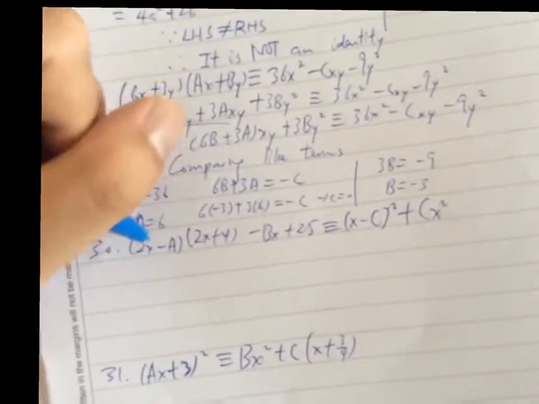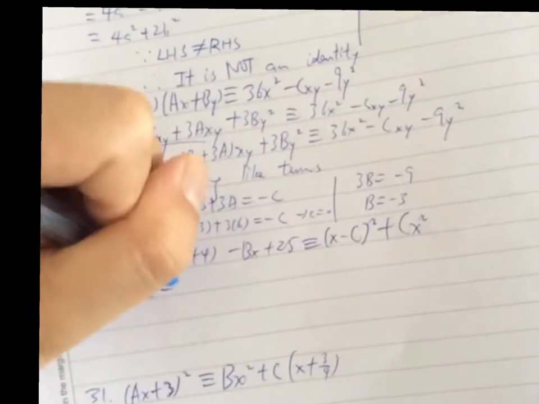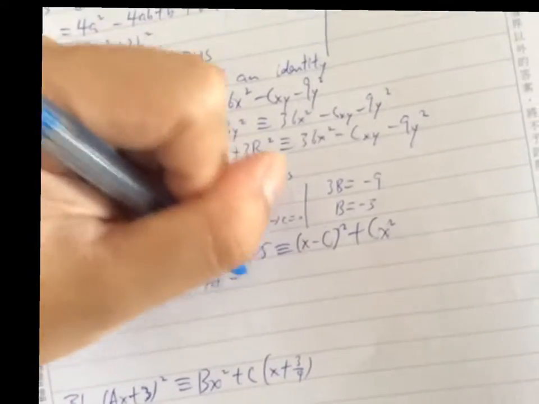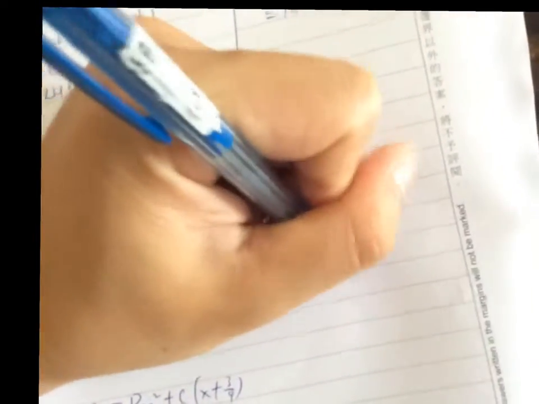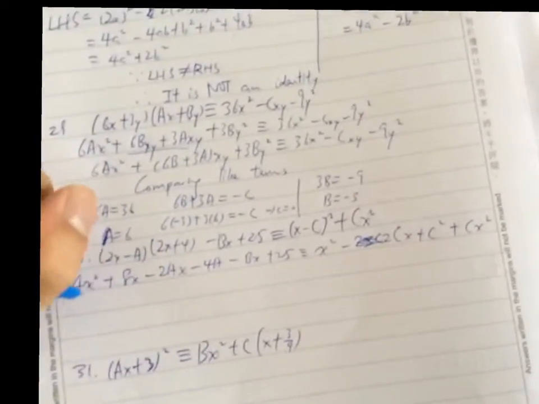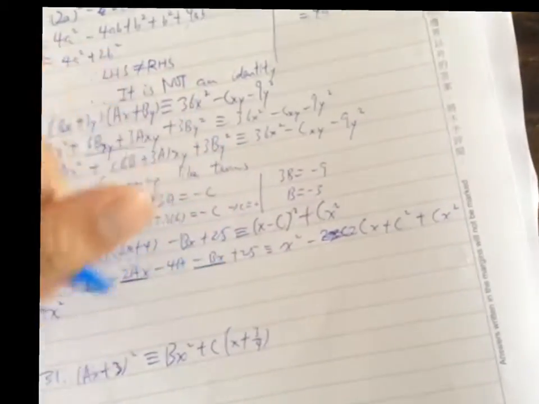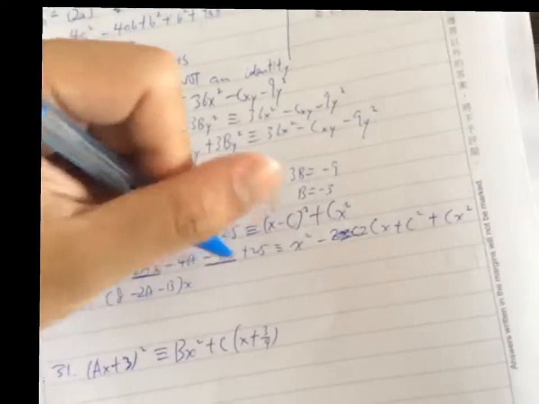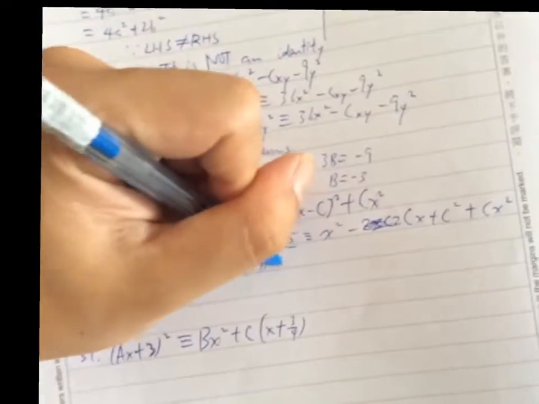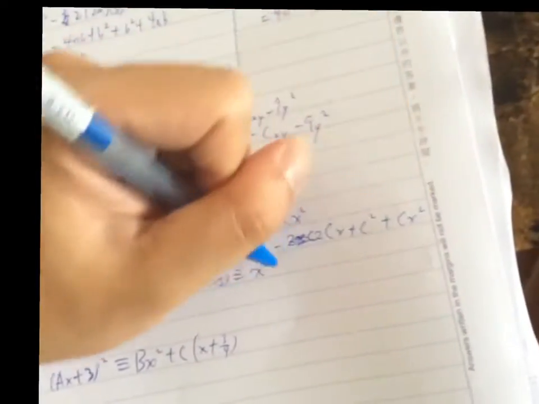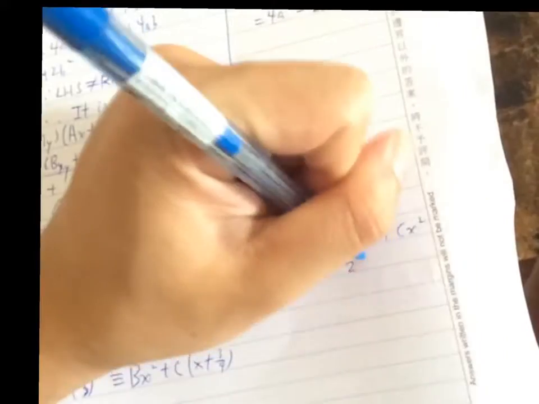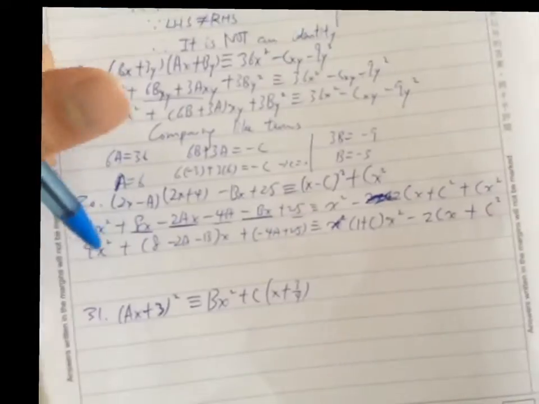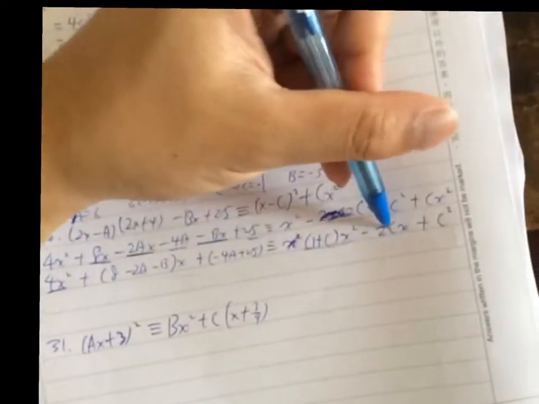Okay, this one. Left hand side: 4x squared plus 8x minus 2ax minus 4a minus bx plus 25. Right hand side: x squared minus 2cx plus c squared plus cx squared. So the combined terms: x squared term, 4x squared; x term, 8 minus 2a minus b, times x; constant term, negative 4a plus 25. Right hand side: x squared plus cx squared, so (1 plus c) x squared. The x term is negative 2cx, and the constant term is c squared.